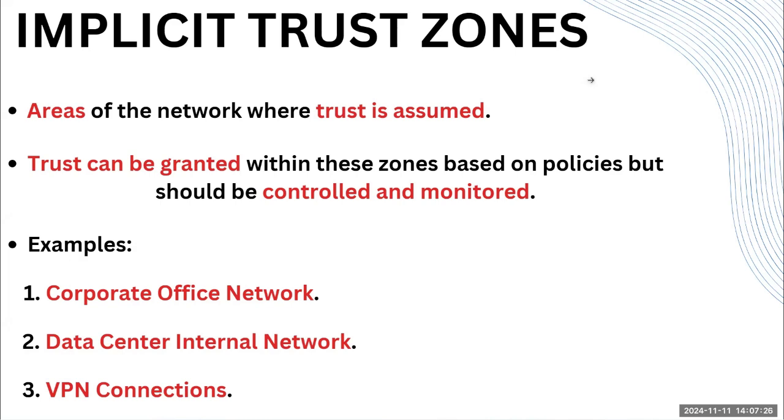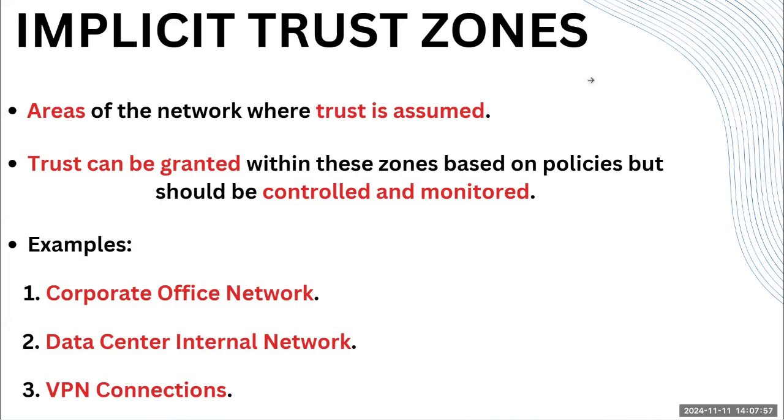So this is why we have implicit trust zones, right? I know it defeats the purpose of zero trust, but we need these implicit trust zones to establish a sort of baseline, right, of what areas in my network are implicitly trusted. Usually it will be the internal LAN, the corporate office, the data center. These are all implicitly trusted by default. So we can grant trust to these zones based on policies.